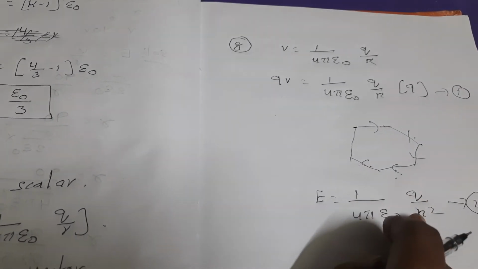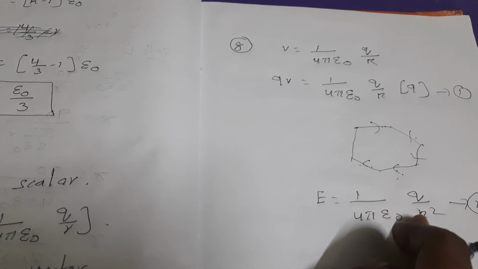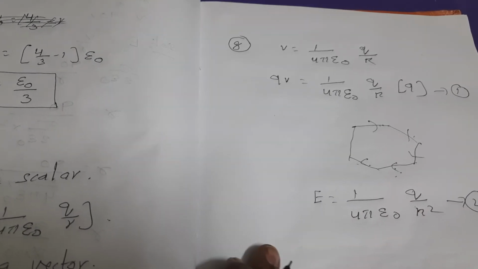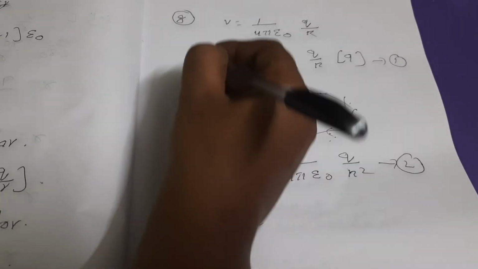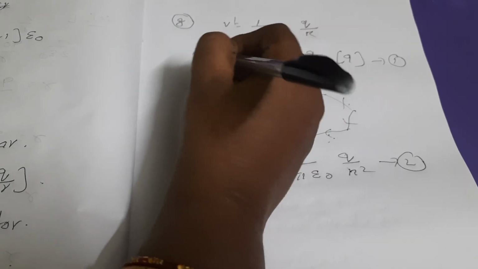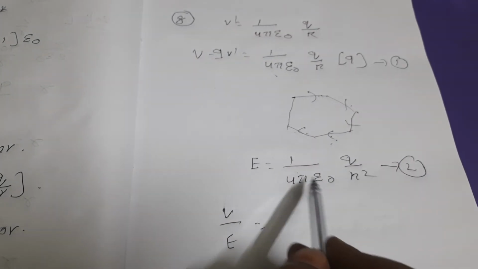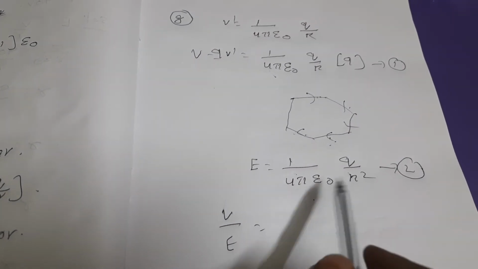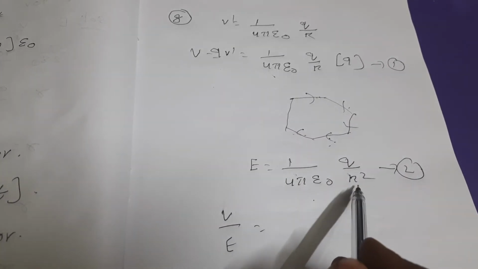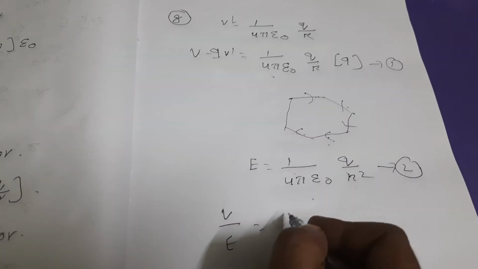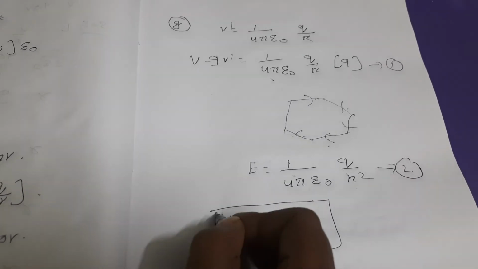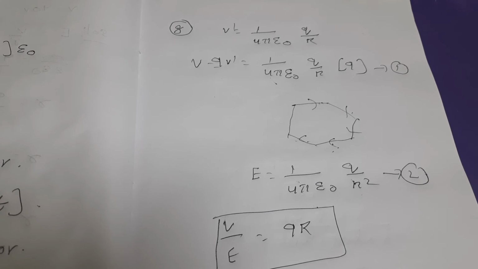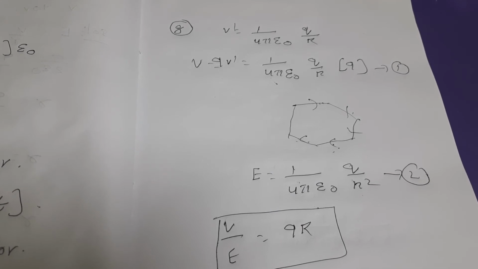But what should we find out here? We can find out V by E. So 1 by 4 pi epsilon naught cancels, Q cancels, and R square is there; when it reverses, our answer is 9 into R. So like that we can find out the ratio of the potential and the field.